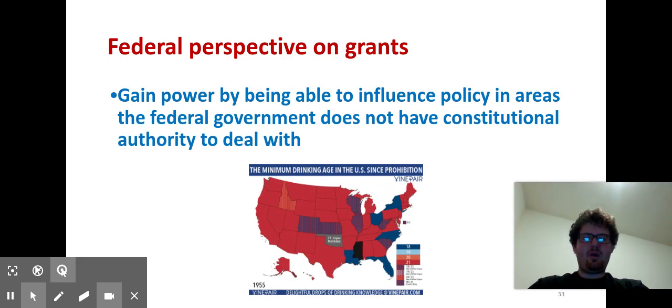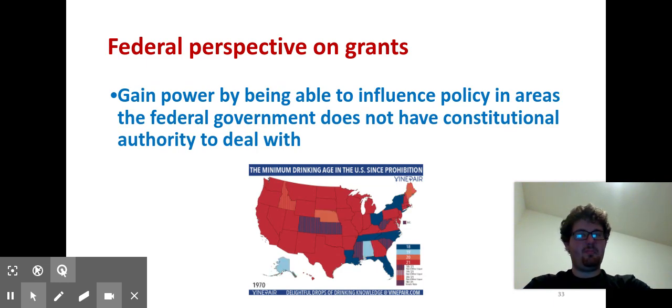It's just their way of being able to influence policy in an area without actually making a law. They can essentially make laws without making a law. It stays within the Constitution. There's no law against them offering money, but there may be constitutional problems with them mandating certain rules.